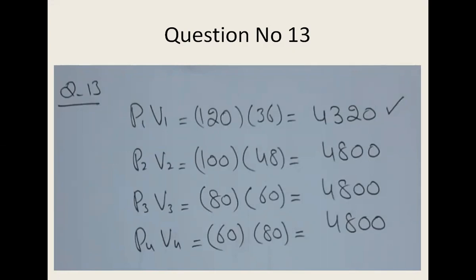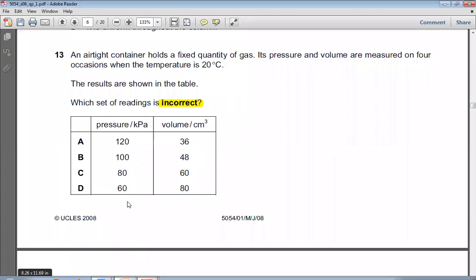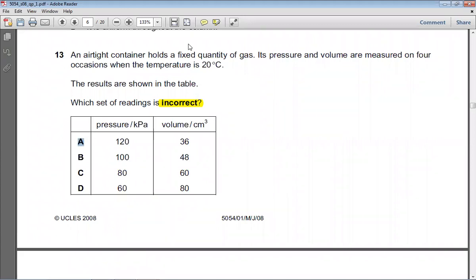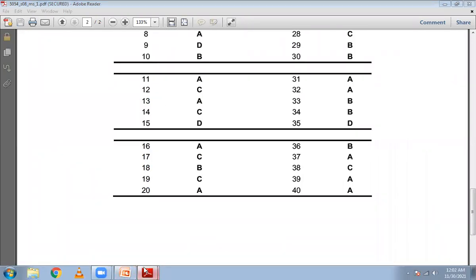So you can see the product of the pressure and the volume remains constant for the second, third and fourth values, but the first value has a different product. So that is the incorrect value. I think the first one is incorrect. The A part is incorrect. We were supposed to select the one which is incorrect, and I think that's the A part. So let's check. Question number 13, A is the answer. Yes, A is the answer, sir.